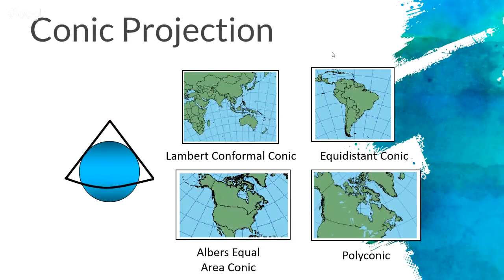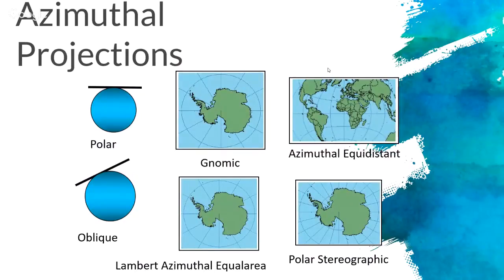Conic projections are used for us in those mid-latitudes, such as in the States, because when we put a cone over a globe, the piece of paper would touch around those mid-latitudes. And so we use Lambert conformal conic or Albers equal area when we're in the States to get rid of that distortion that Mercator has. And then there's azimuthal, where you just put that piece of paper flat on that circle, and wherever that tangent line is, that's where it's most accurate. So we use these mostly for the poles.